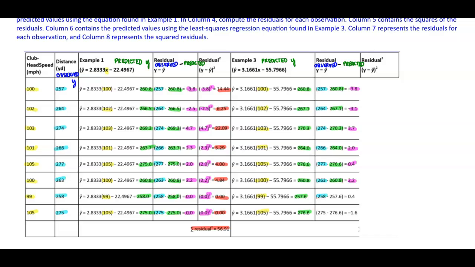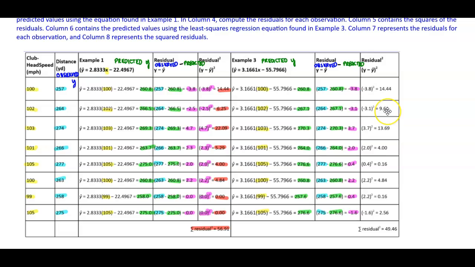Next, we're taking the y value of 258, which is the observed y value, subtracting the predicted y value of equation 3 at 257.6 to give us a residual of 0.4. Then last, we're taking the observed y value of 275, subtracting the predicted value of equation 3, which is 276.6, to give us a residual of negative 1.6. Okay? And so now we're going to do what we did before.